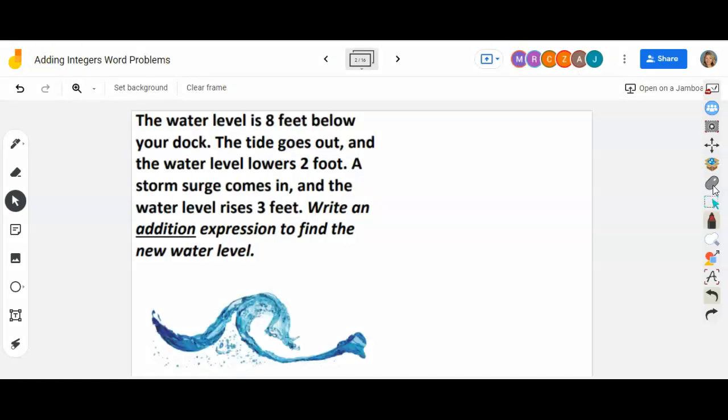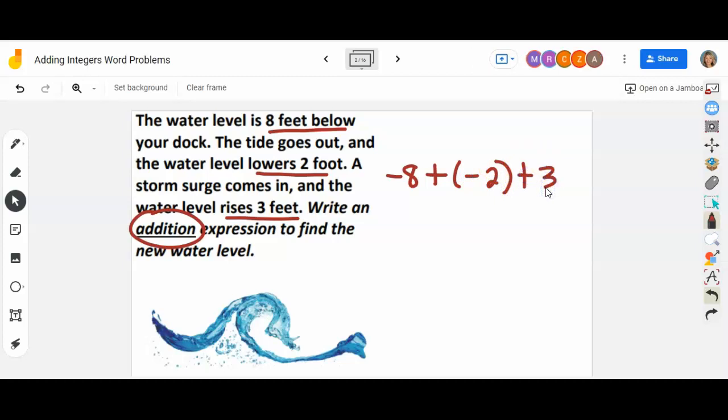All right, number 2, the water level is 8 feet below your dock. Below means that's going to be negative. The tide goes out and the water level lowers 2 feet. So that's going to be negative. And then the surge comes in and the water rises 3 feet. That's going to be positive. It says write an addition expression. So that means our problem will be -8 plus -2 plus 3. If it asks for an addition problem, we need to make sure we have addition signs.